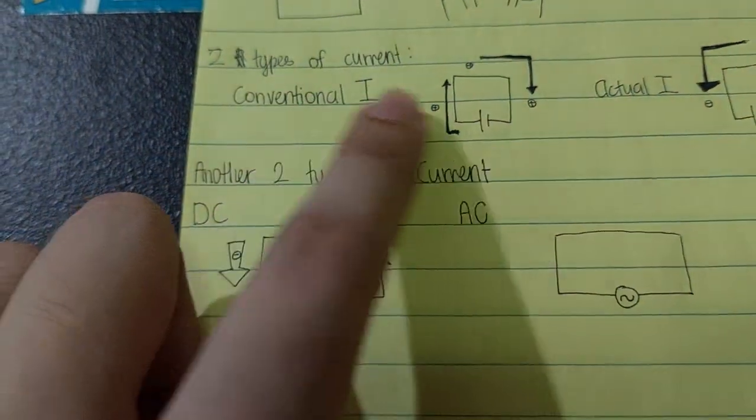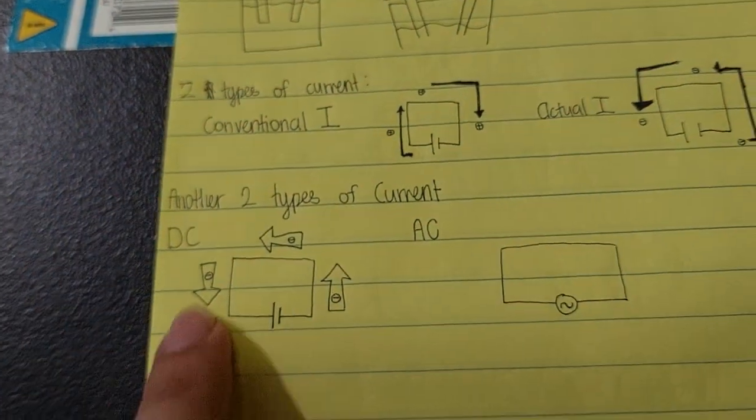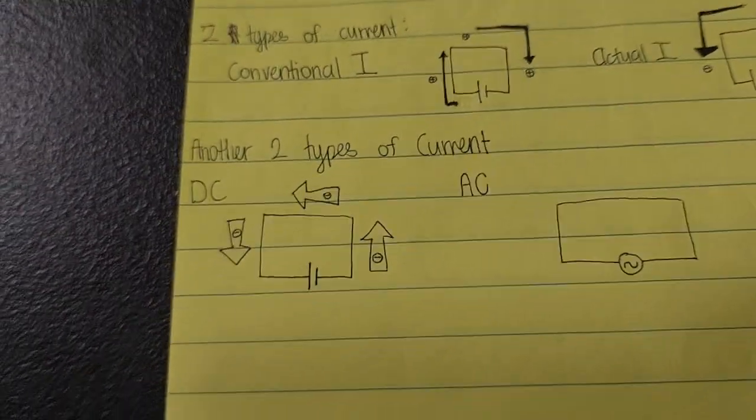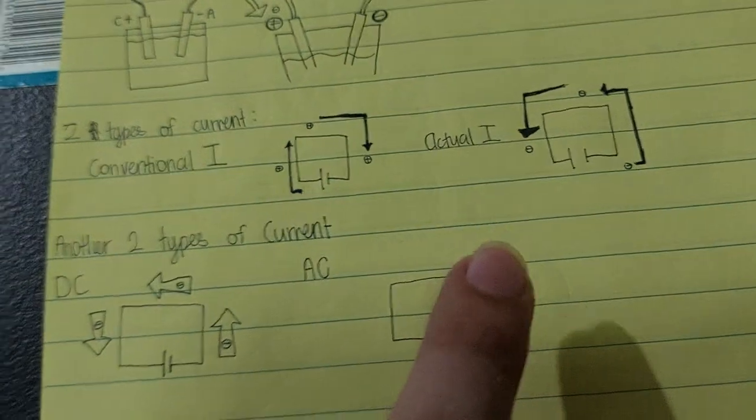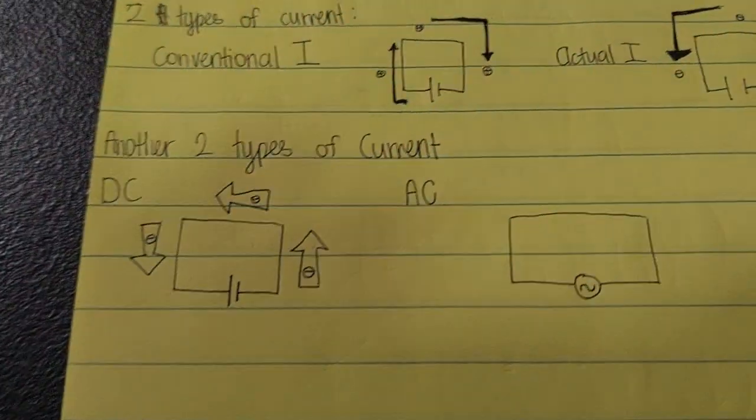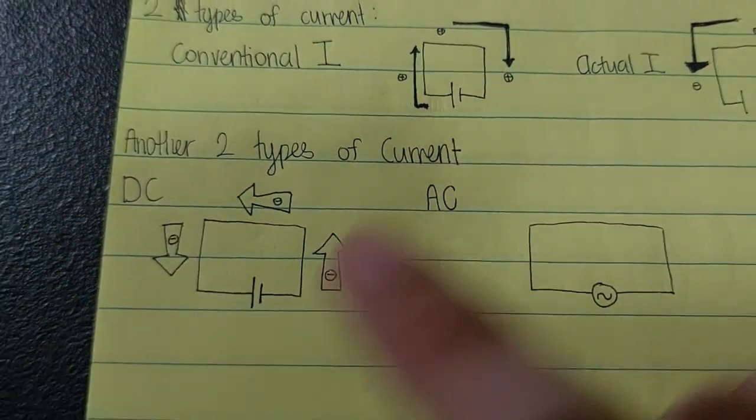Finally, we have two types of current. Have you ever heard people saying, oh, this current is DC, this current is AC, or something like that? Here I'm going to explain what that means. DC just stands for direct current.